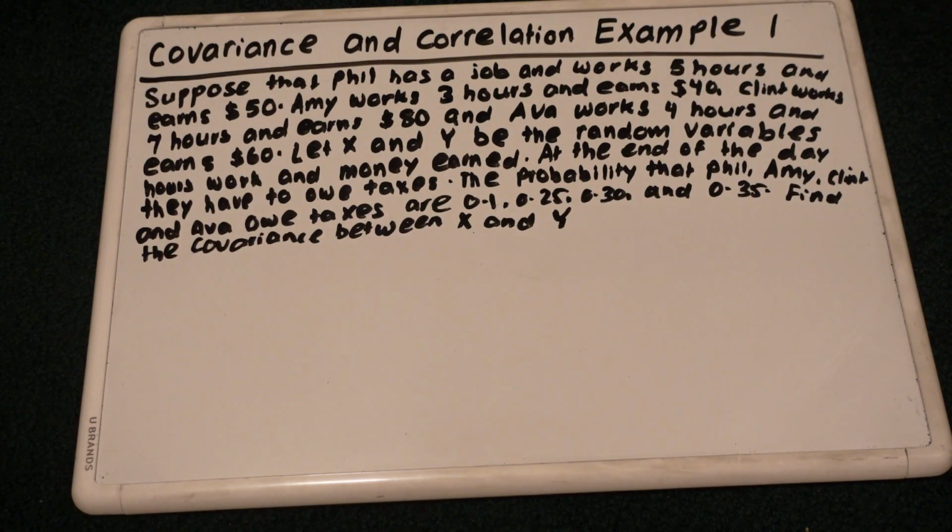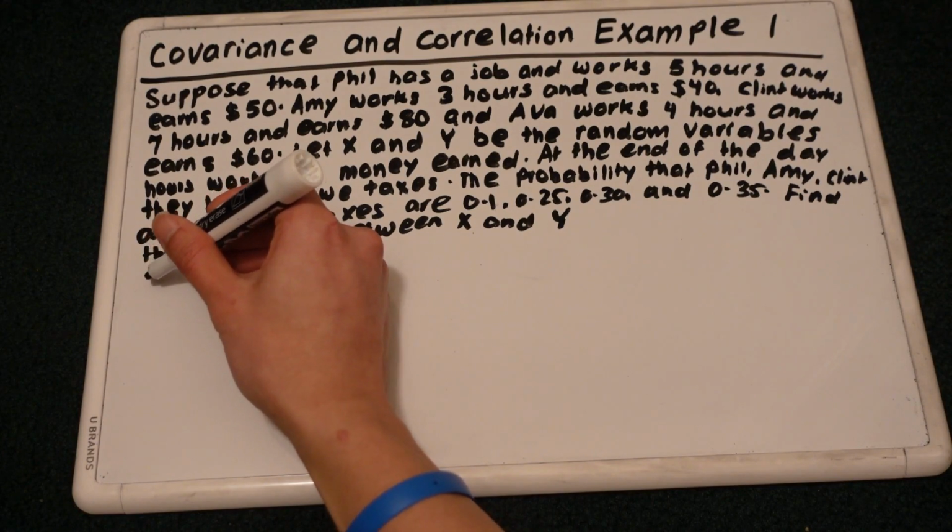At the end of the day, they have to owe taxes. The probabilities that Phil, Amy, Clint, and Ava owe taxes are 0.1, 0.25, 0.3, and 0.35. Find the covariance between X and Y. This is an example of a covariance and correlations problem. So there's an important formula that I want to mention.